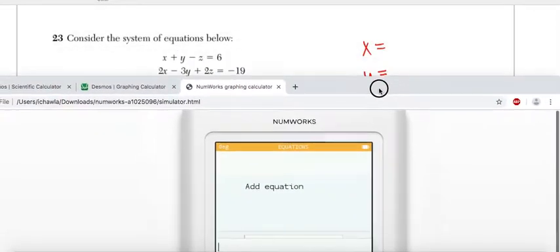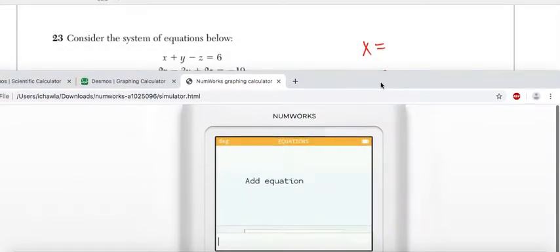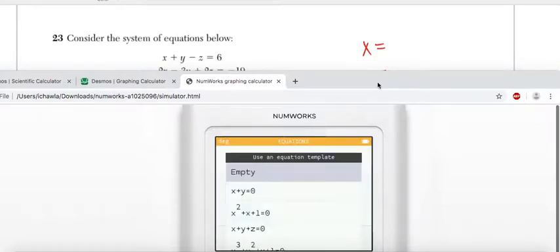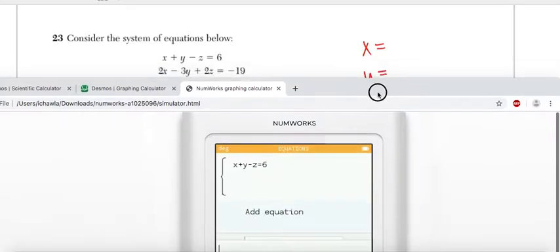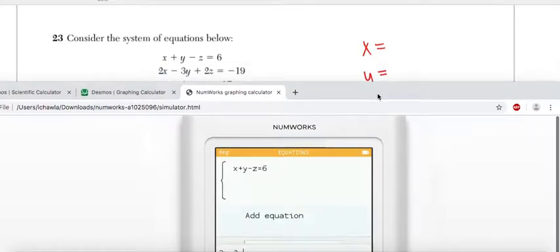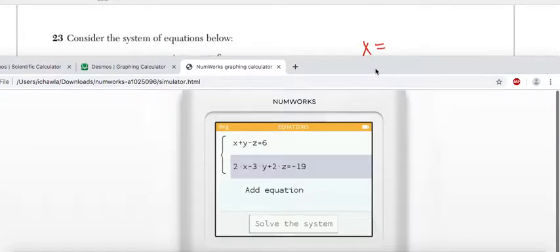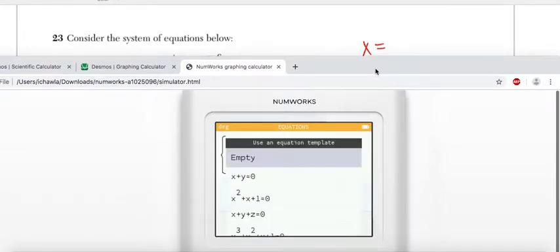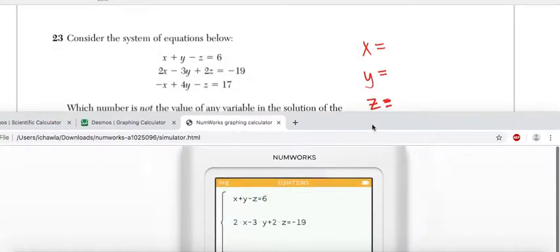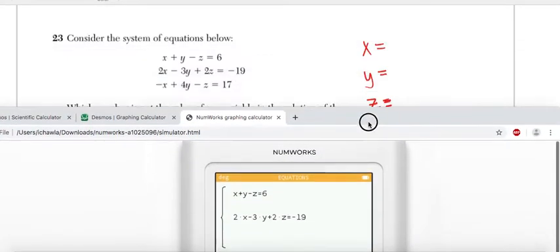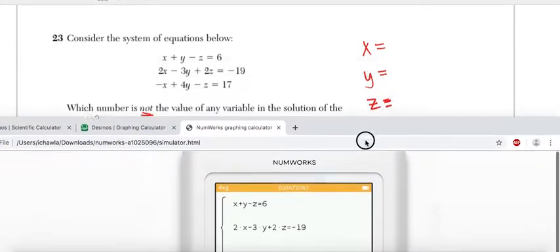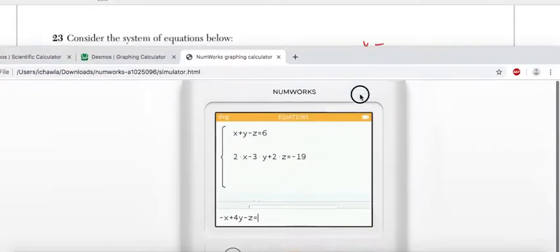So unlike a Casio in which you would enter the coefficients into a matrix, you have to type in the whole equation here. So x plus y minus z equals 6. Enter the equation, hit execute. Then go down and click add equation again. And then click on empty so you could just type in the equation. The next one, 2x minus 3y plus 2z equals negative 19. So I just type that in, hit enter, then scroll down to add equation, and then I again hit enter on empty and enter the last equation. Negative x plus 4y minus z equals 17.